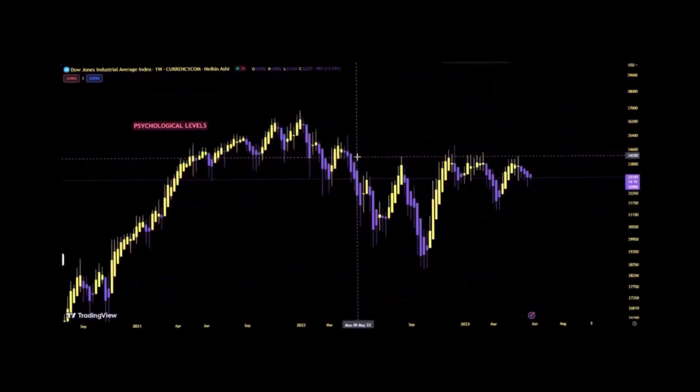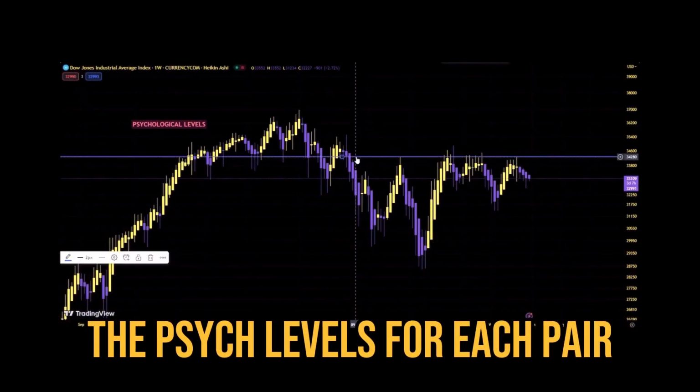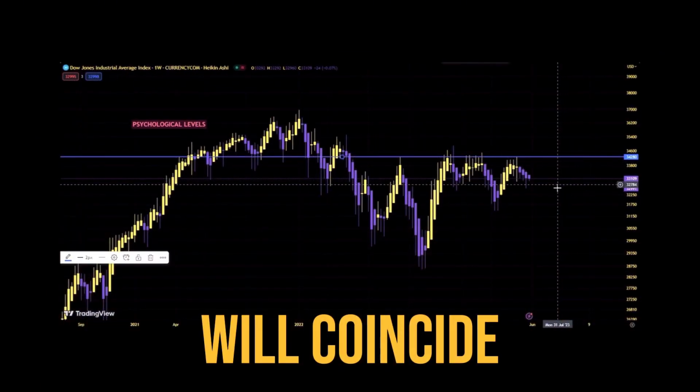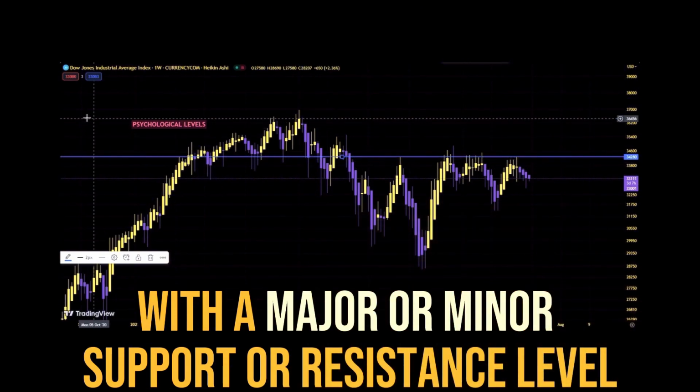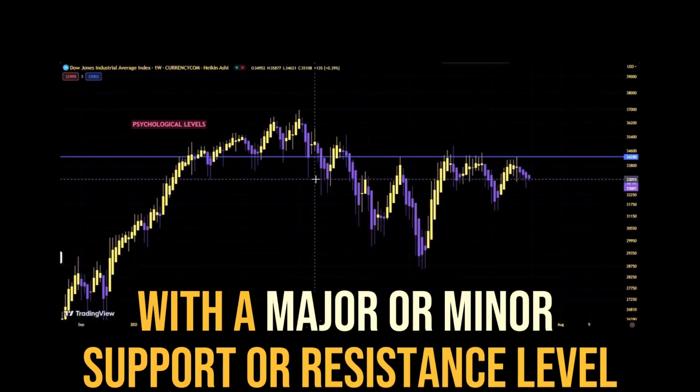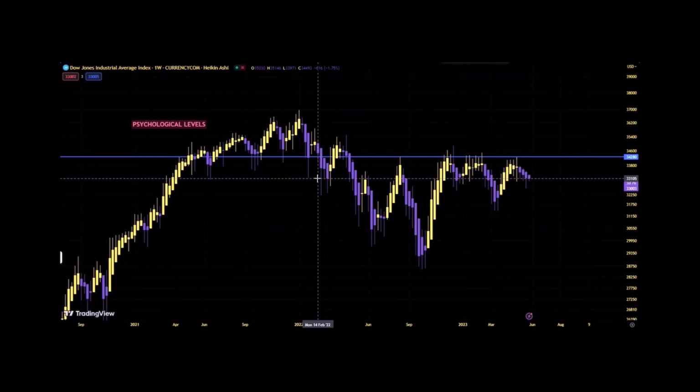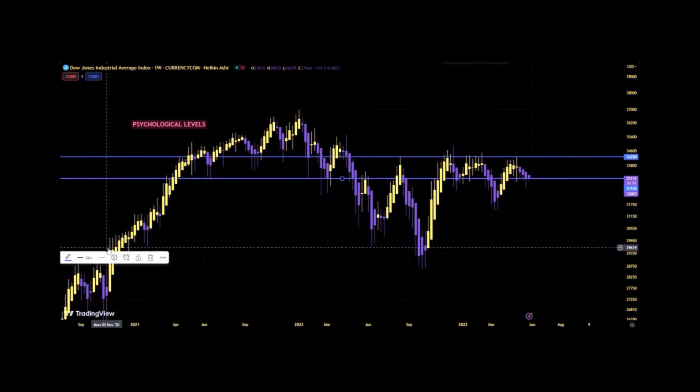Psychological levels. Oh my goodness. When you learn your pair and you learn where that pair's psych levels are, oh my gosh, that will catapult your major and minor resistance zones. And you will also notice that the psych levels for each pair will coincide with a major or minor support or resistance level. They should add up, they should match up, and it's not just coincidence, right?